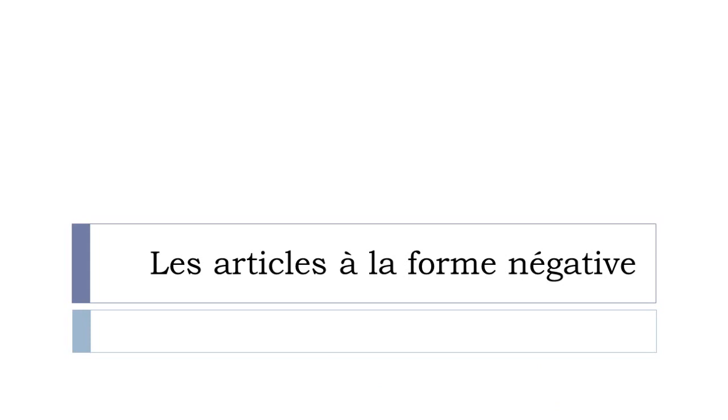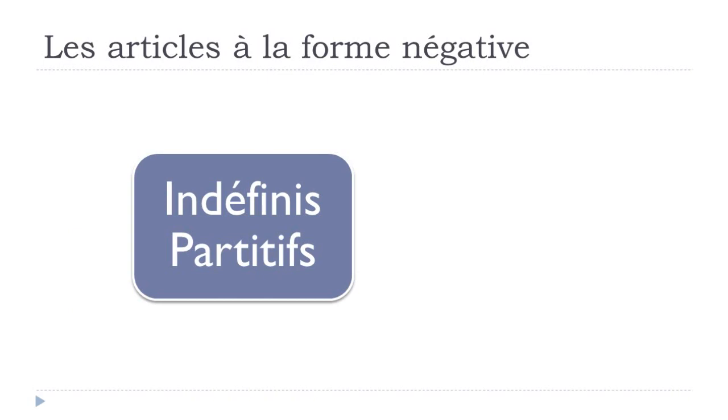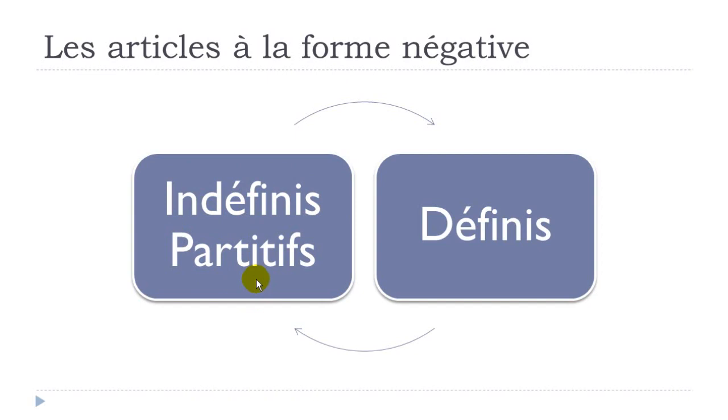Okay, so we'll see first les indéfinis et les partitifs. All right, so indéfini would be translated as a in English, okay? And then the partitive, some or something, all right? And then we will work on les articles définis, so the in English, okay? But first, let's see indéfini et partitif, okay?